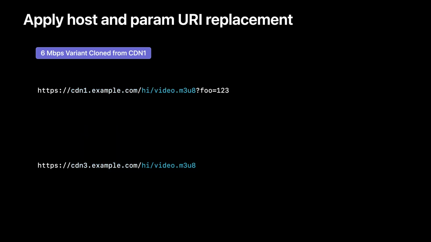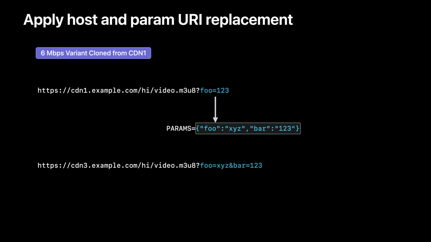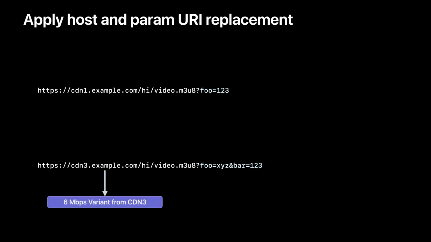Then we retain the URI path component from the cloned URI. Finally, we apply the URI query parameter replacement rule. Here we replace the foo parameter because it exists on the original URI. Then we append the bar parameter because it's a new parameter. Then we have the replaced query parameter part of the new URI. The final result URI will be the URI for the 6 Mbps variant stream from the new pathway CDN3.